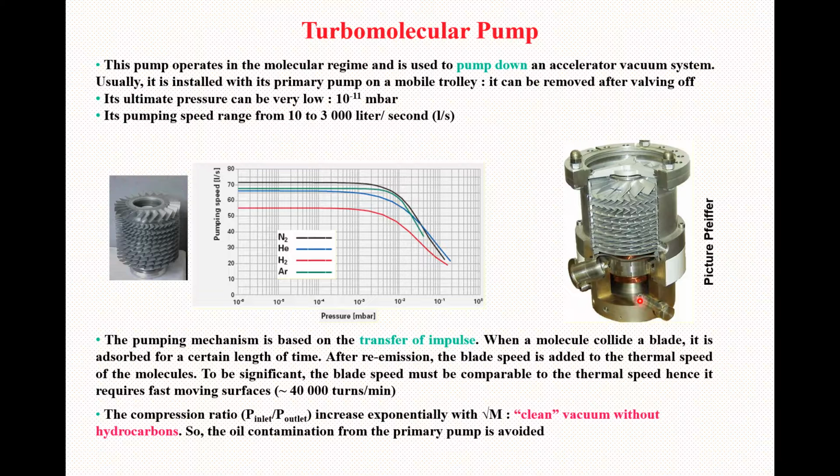And you know that with the rotary pump we have that oil problem, that is oil maintenance problems, and there is a possibility that some oil particles may come inside the system and contaminate it. So here we have a special arrangement, so that the oil contamination from the primary pump, that is normally the vacuum pump, can be avoided here.